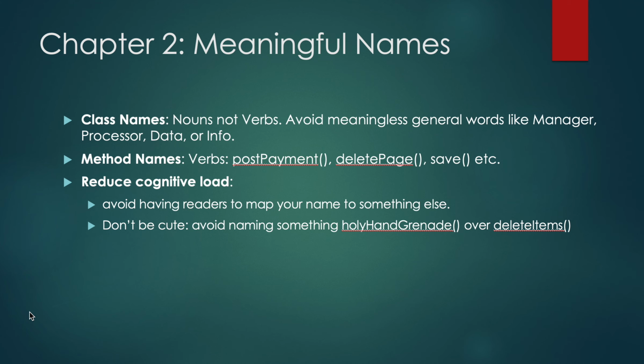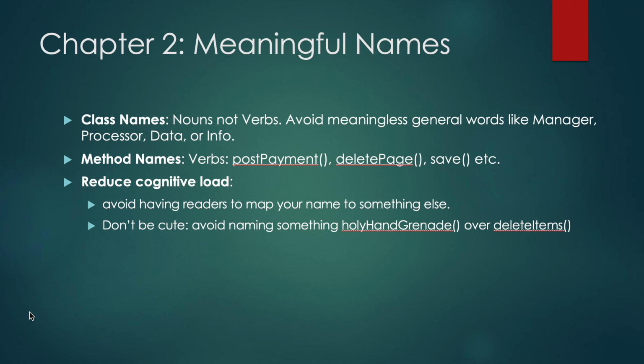And similarly, method names are verbs. So a class is a noun and a method name is a verb. If I have a class called, let's say, product data retriever, I would probably have a method there called retrieve, or retrieve product, right? It's a product data retriever, and what it can do is retrieve a product. Other names are like post payment, delete page, save. These are all verbs. So don't name a method with something that isn't a verb, right? Don't say product data retriever dot product data retriever. The method name should be an action or a verb.